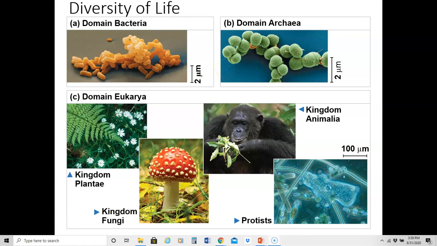Evolution also gives us a good explanation for the diversity of life. So these are all of the different domains, 3 different domains of life. We have domain bacteria, domain archaea, and domain eukarya. This is where most of the organisms are that we are most familiar with. All of these organisms, according to the theory of evolution, have evolved from one common ancestor billions of years ago.